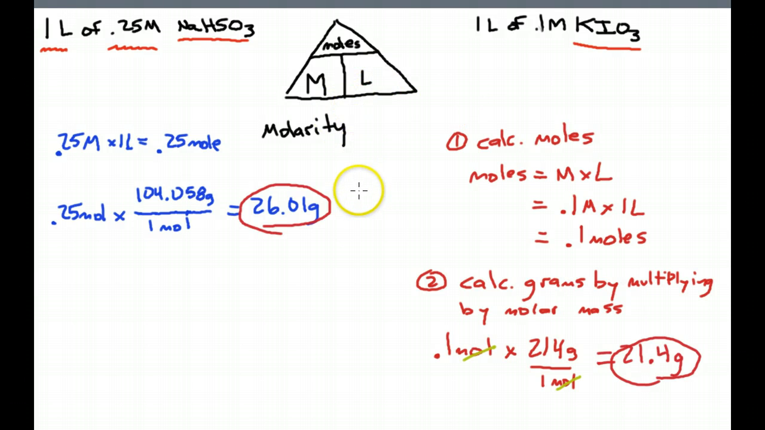There's video number 3 on molarity. Molarity again is moles divided by liters. If you have to find grams, multiply your molarity times liters to give you your moles, and then convert from moles to grams. Right here, step 2, by multiplying by the molar mass of your formula. There you go.